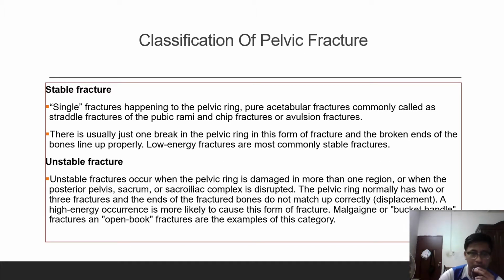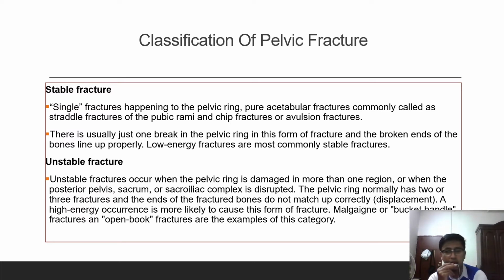There are two classifications of pelvic fracture. First of all, stable fracture. Stable fracture means single fractures happening to the pelvic ring, such as pure acetabular fractures, commonly called flexion fracture of the pelvic ring, and chip fractures or avulsion fractures. There is usually just one break in the pelvic ring in this form of fracture, and the broken ends of the bones line up properly. Low energy fractures are most commonly stable fractures.